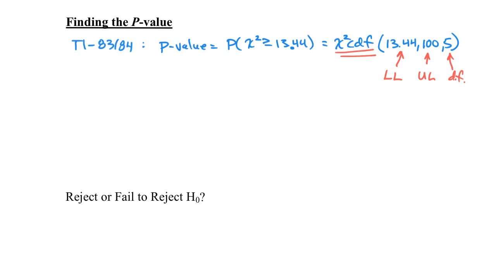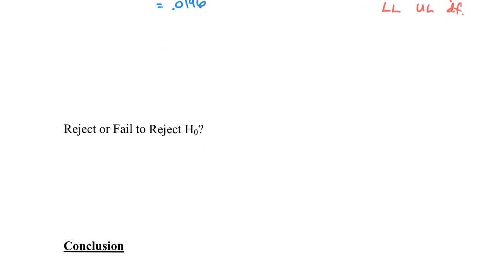And if you punch this in your calculator, you should get 0.0196. So, you know, from this point on, it's pretty much like every other one of these we've done. So reject or fail to reject, well, we look at our p-value.